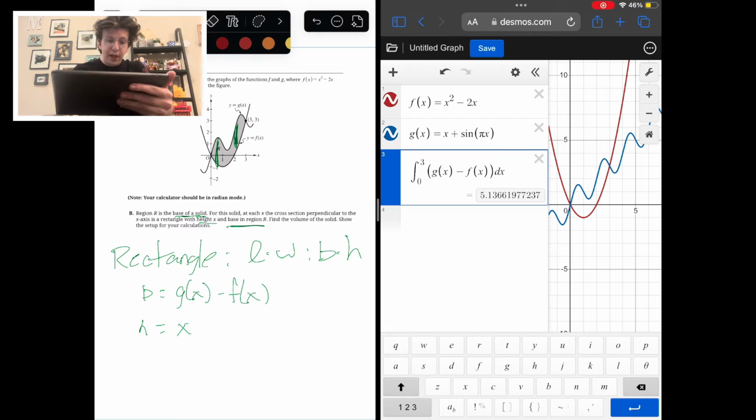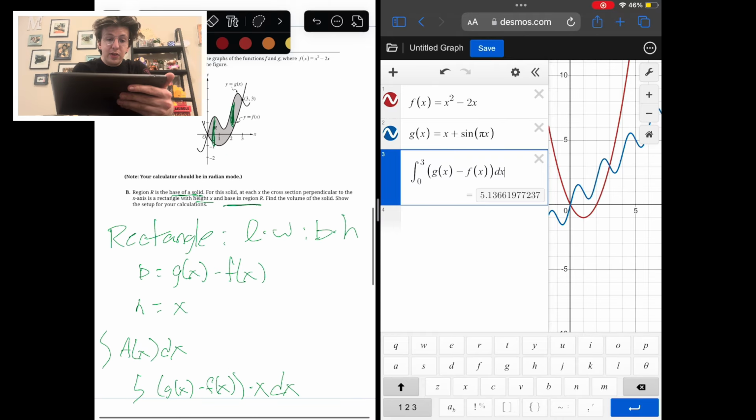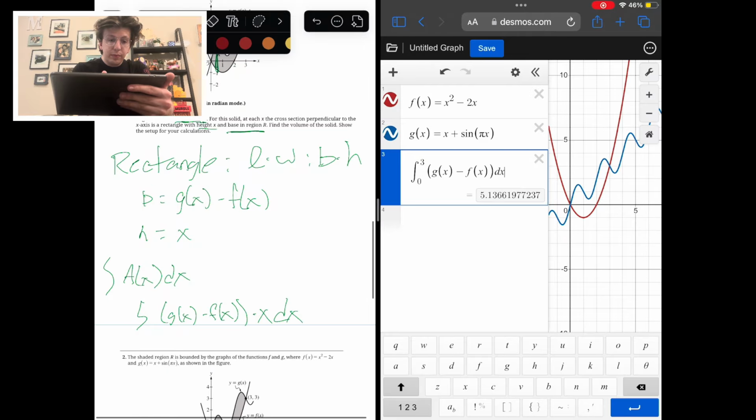Now, if we want to figure out the volume of a solid, all we've got to do is integrate our area equation with respect to x. So in this case, we're going to integrate our base times height. Our base is g of x minus f of x times x for our height, and we're going to integrate that with respect to dx, from 0 to 3 again.